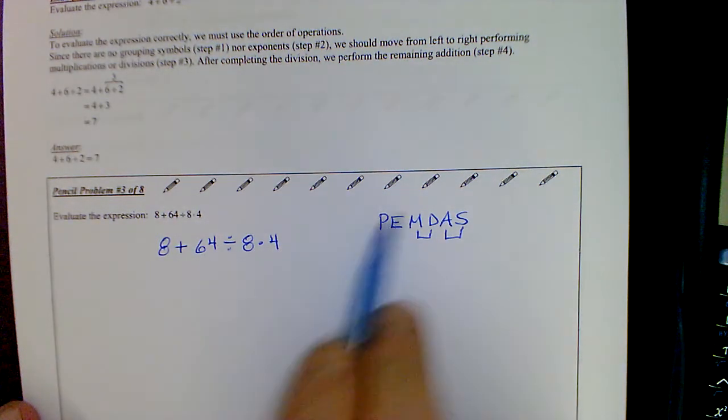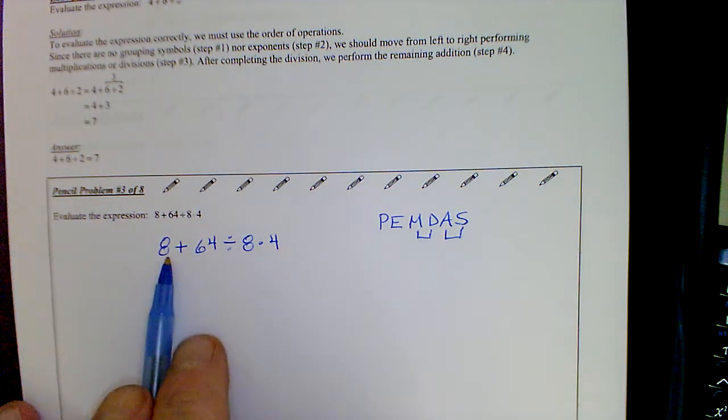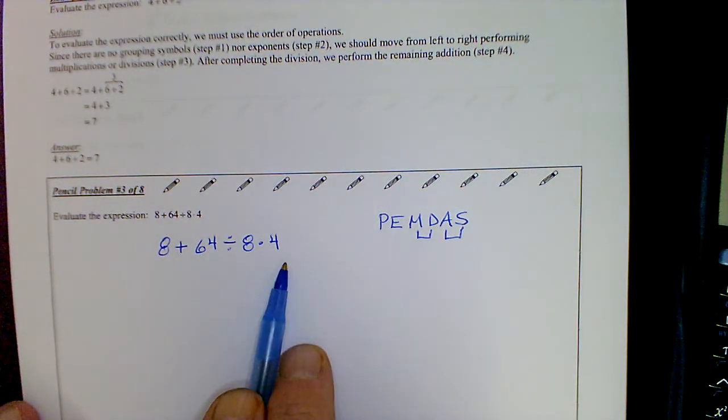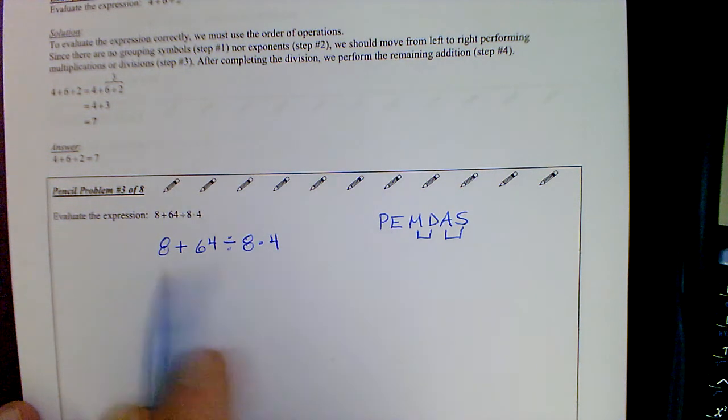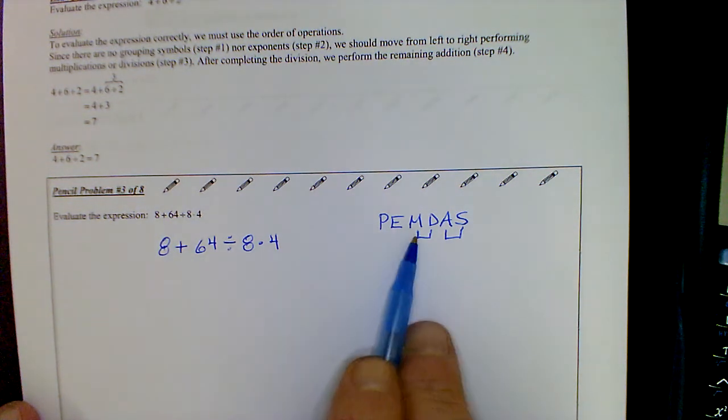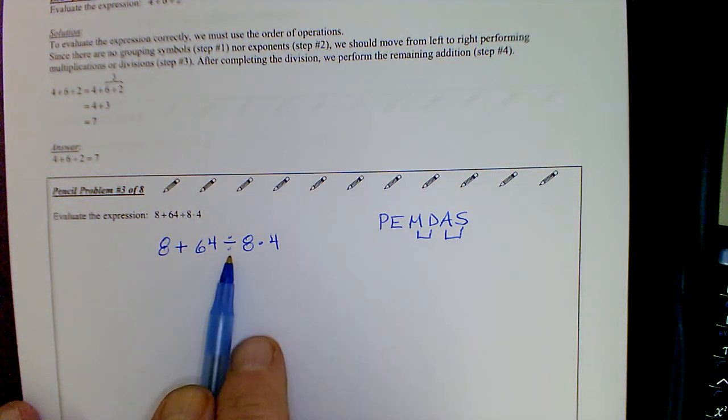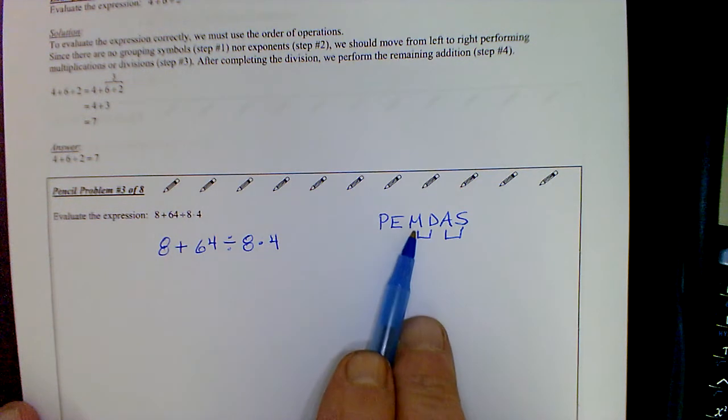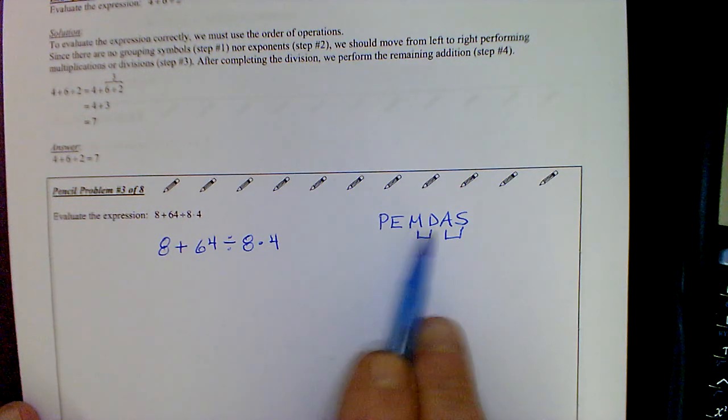Now, there are no parentheses, so we could skip that step. No exponents, but multiplications and divisions. And remember, the idea is the order they appear from left to right. So even though the M comes before the D in the acronym, the hierarchy tells us these two are performed in the order they appear from left to right.